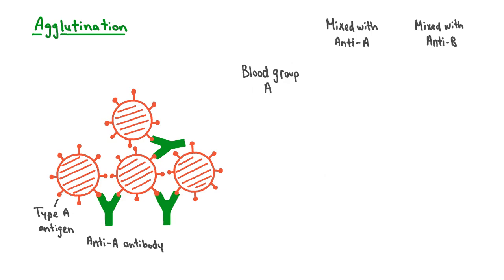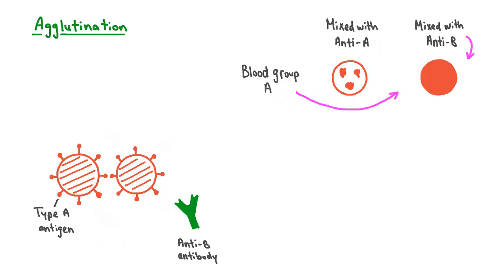antibodies and anti-B antibodies. So if we take a drop of blood from blood group A, and then mix in some anti-A antibody, the type A antigens on the red blood cells of blood group A will bind to the anti-A antibody. This will cause the blood to form clumps. So then what happens if we take a drop of blood group A and then mix it with anti-B antibodies? Well, nothing really, because the anti-B antibody can't recognize the type A antigen, so it doesn't bind. The anti-B antibody will only recognize a type B antigen. So in this example, the drop of blood will not clump.